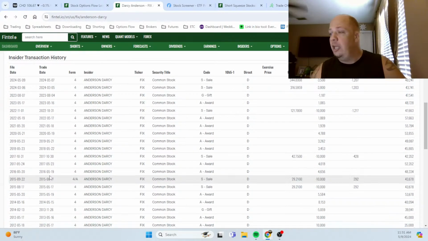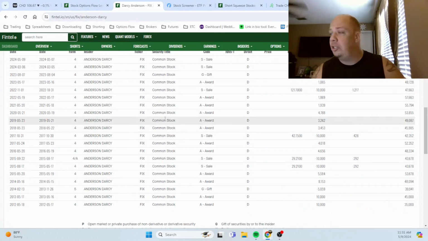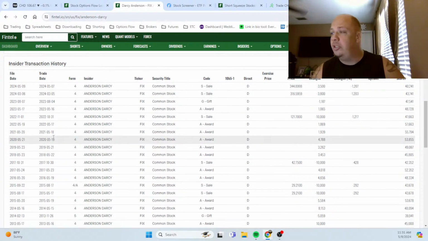All right. And you can actually go through here and you can see how often she sells. You can see that she really doesn't sell that often. She had one in 2017, one in 2022. And then she's got two here within the last little bit.